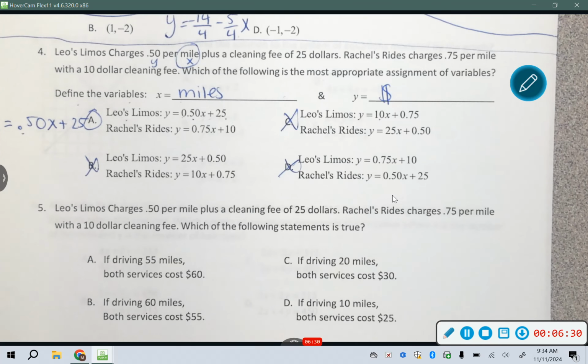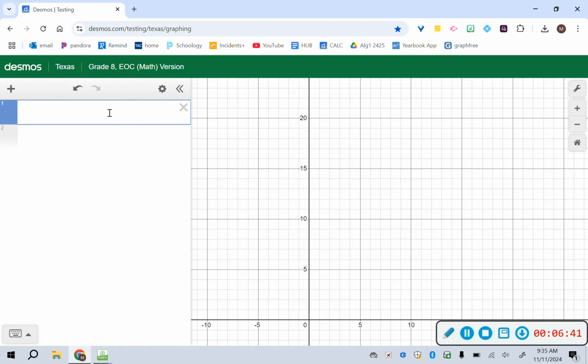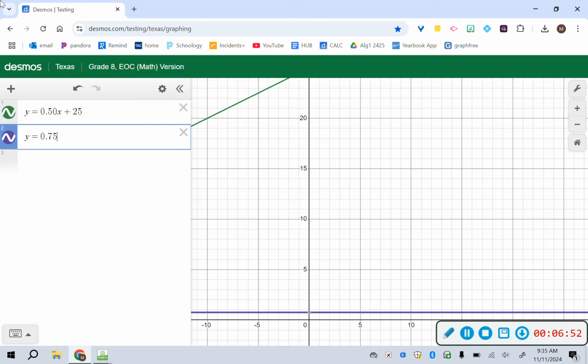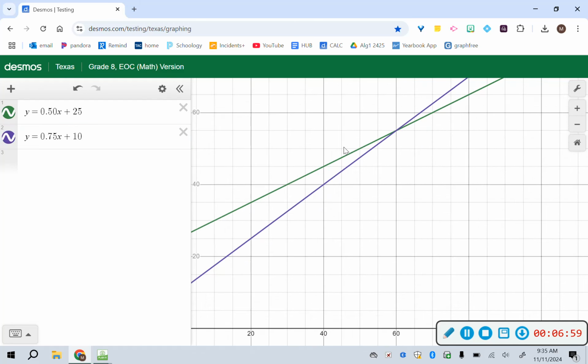Now, I want you to realize that number 5 is asking which one of these is true, so I need to know what is my answer. Well, these are y equals equations, so this is calculator. We're going to go straight to our calculator, and we're going to type them both in, because they're already y equals. I don't even have to solve. y equals 0.50x plus 25. And then y equals 0.75x plus 10. And I need to see where they touch, which I don't see, so I'm going to zoom out and over, and I see they touch at 60, 55.